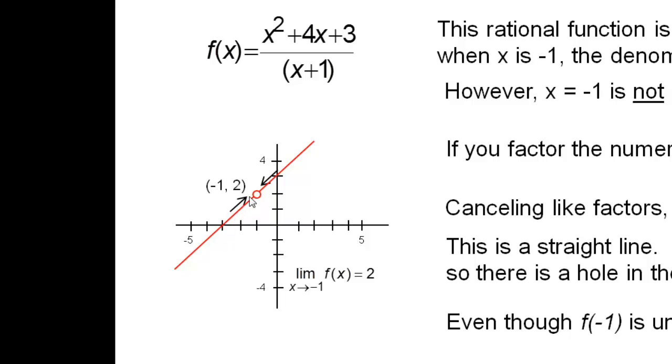And you'll notice in both cases we're approaching the value f of x equals 2. Whether we go from the left or the right, we're still getting closer and closer to that value of 2. So we would say that even though the function has no value at x equals -1, the limit of the function as x approaches -1 is equal to 2.